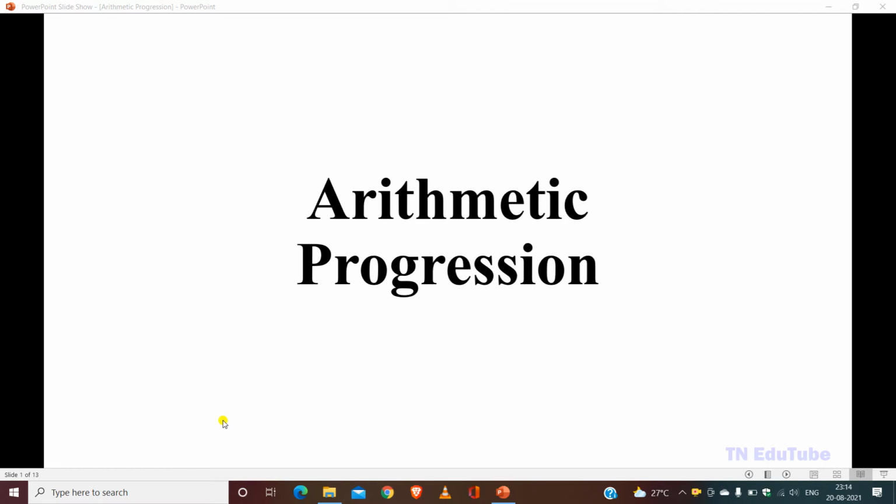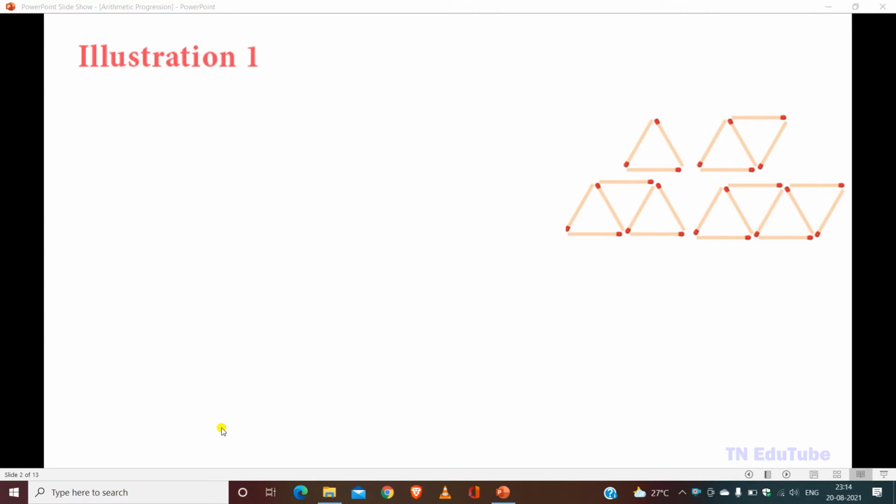Arithmetic Progression. Illustration 1. See the pictures. First 3 matchsticks will be there. Then the next diagram, 2 more matchsticks.